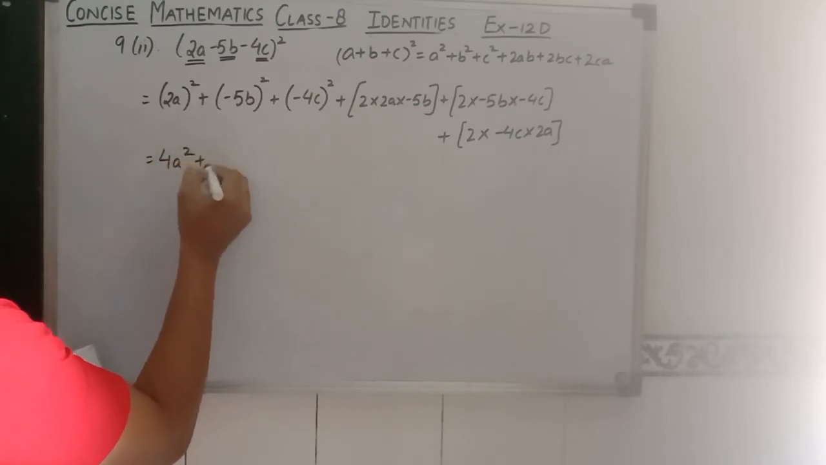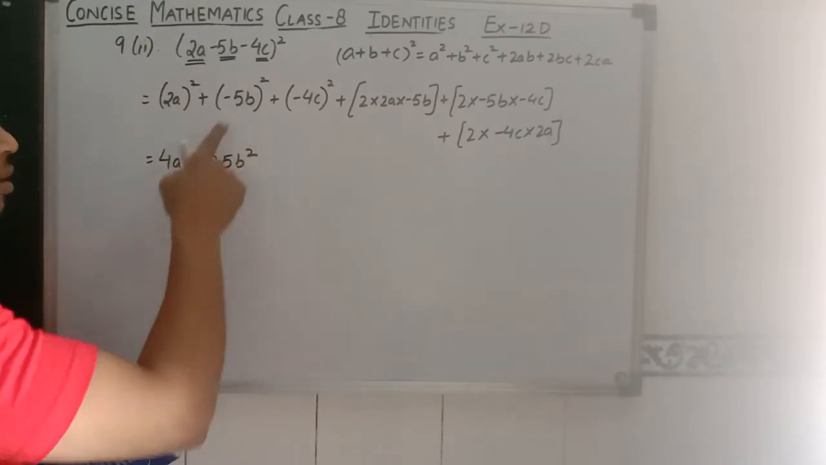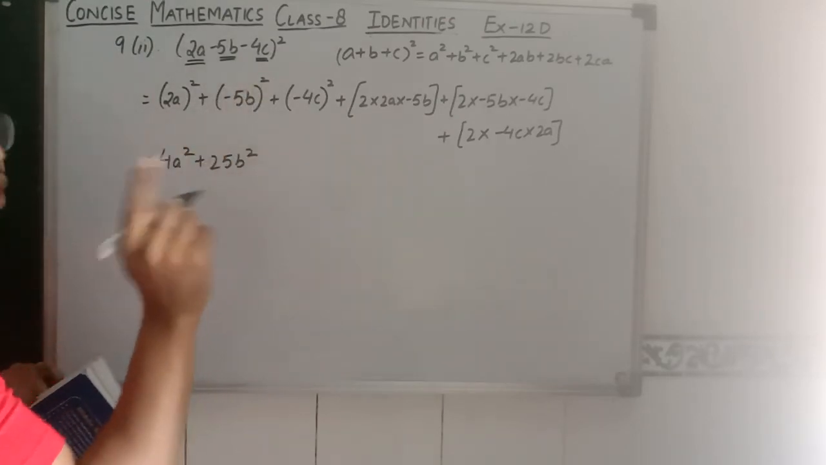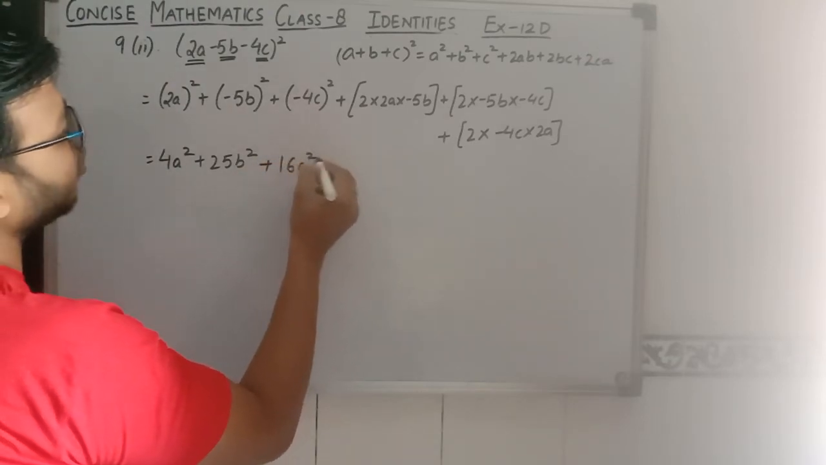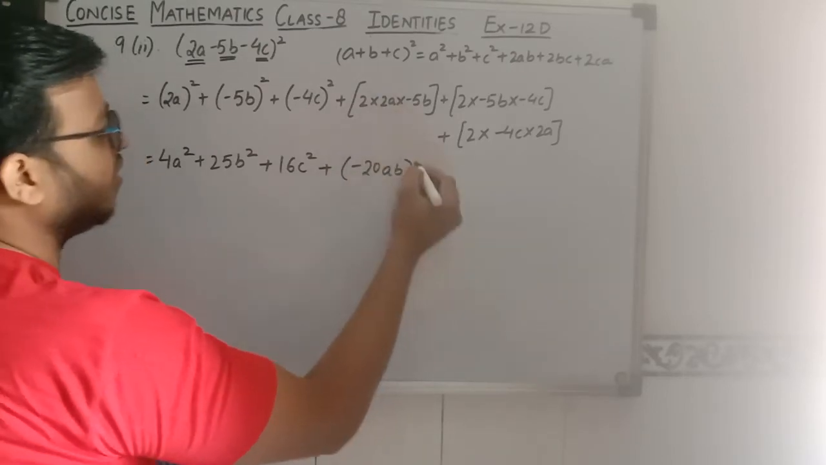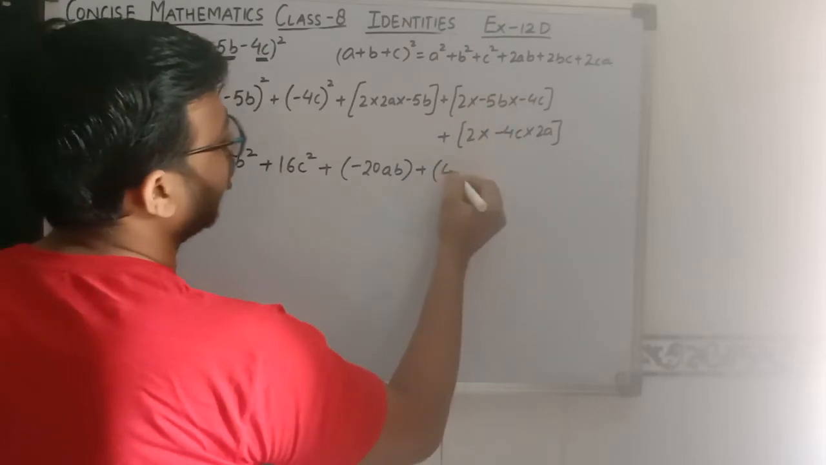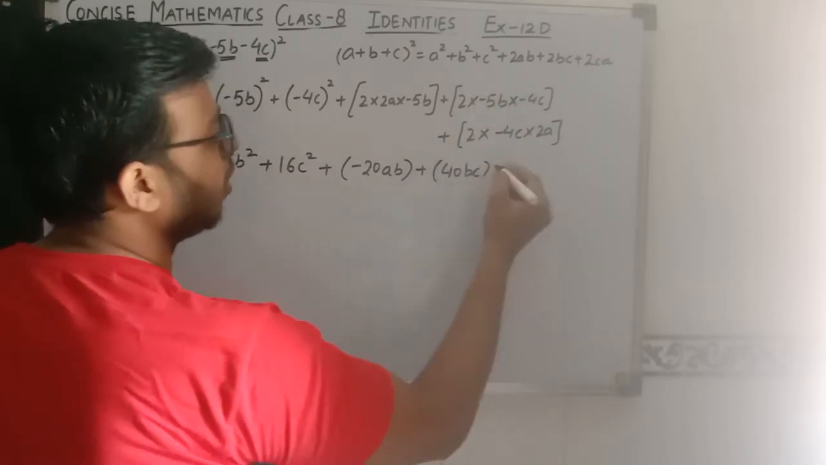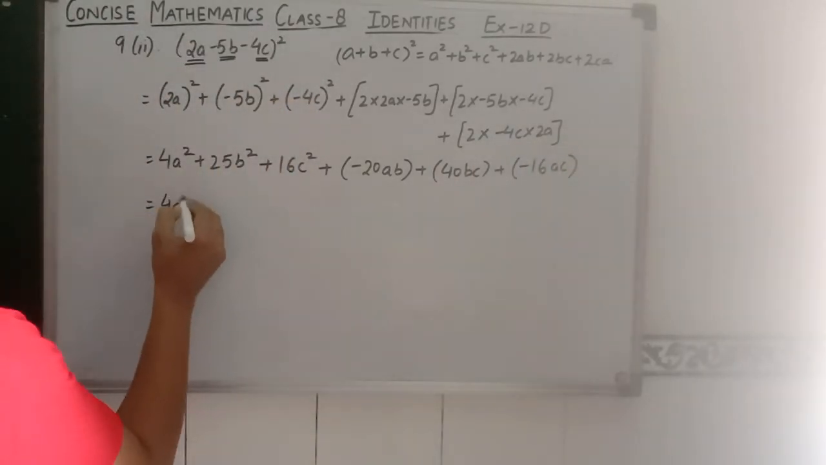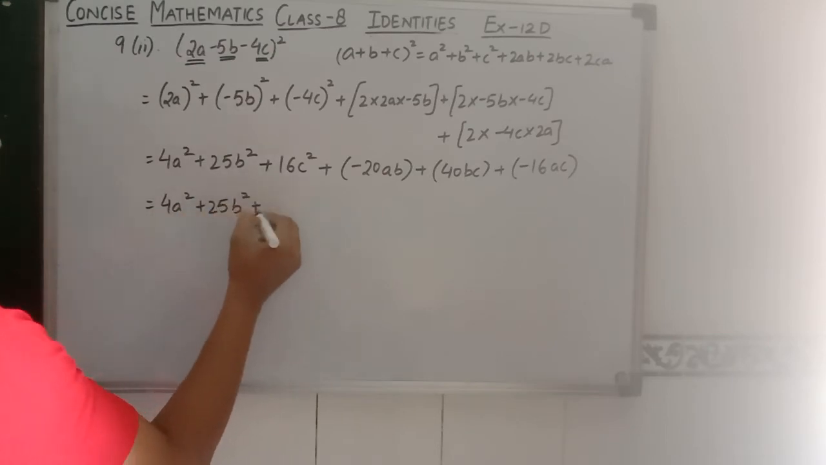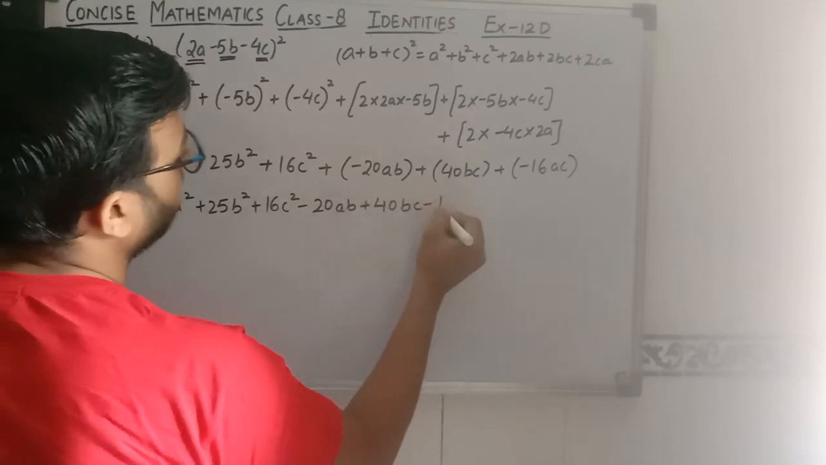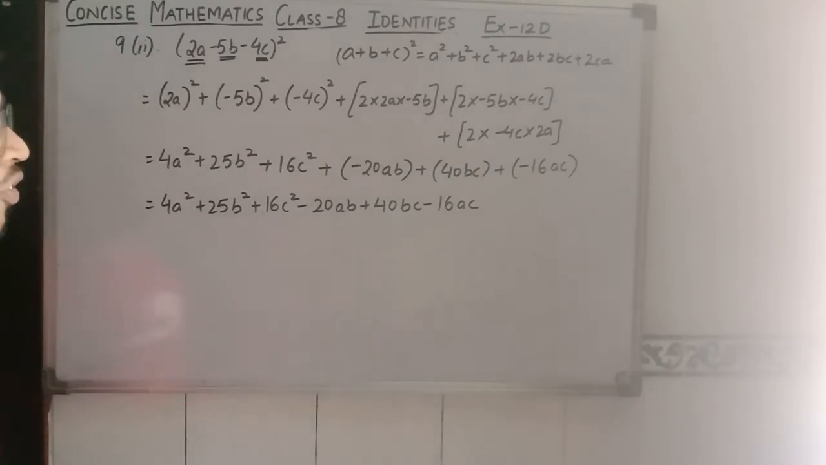So it will become 4a square. It will become 25b square. Where has the minus sign gone? The minus sign has become positive because a negative number squared will give you a positive result. This will become 16c square. Now 2 2s are 4 and 4 5s are 20, so minus 20ab because one negative sign is there. Plus 2 5s are 10, 10 4s are 40, 40bc, because minus and minus will become plus. Now 2 4s are 8, 2 8s are 16, minus 16ac. Now open the brackets. So 4a square plus 25b square plus 16c square minus 20ab plus 40bc minus 16ac. So that is the final answer of this question.